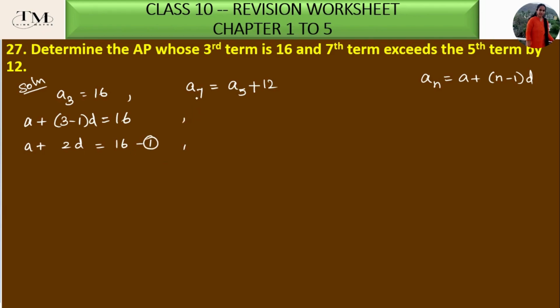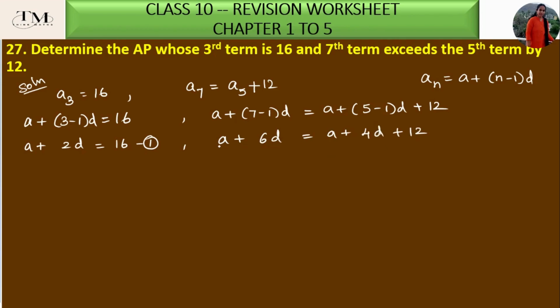In the next one, we have A7. A7 means A plus 7 minus 1 into D, which is equal to A plus 5 minus 1 into D plus 12. So we will have A plus 6D equal to A plus 4D plus 12. On both sides we have A, so this A gets cancelled. So we have here 6D. Bringing this 4D to left hand side, it will become minus 4D. So here we have 12. 6D minus 4D is 2D. So 2D is equal to 12.